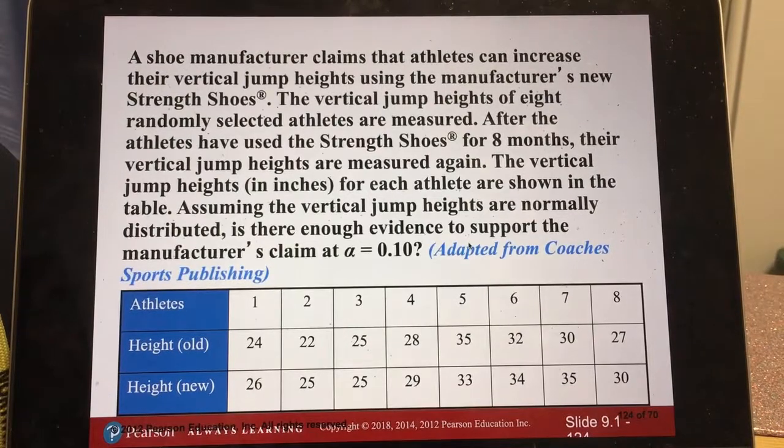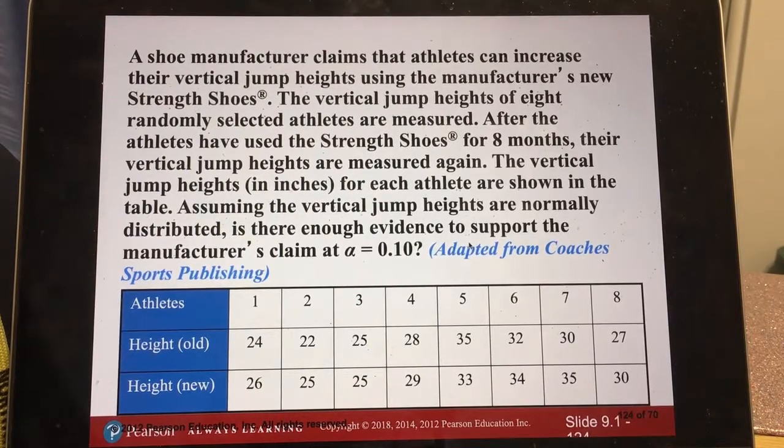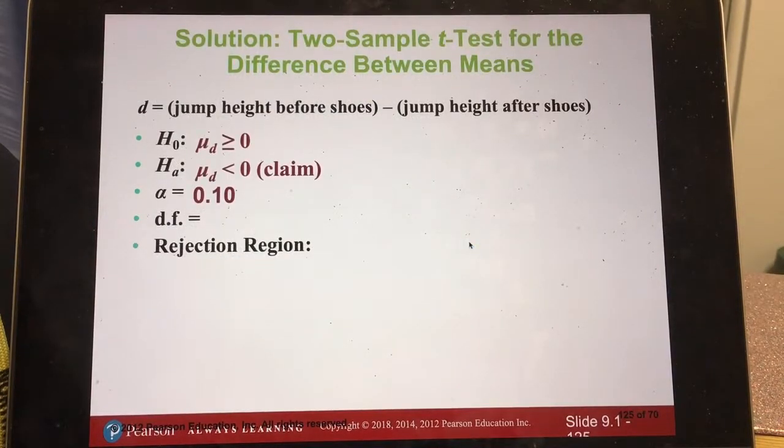First, let's read the word problem. It says a shoe manufacturer claims that athletes can increase their vertical jump heights using the manufacturer's new strength shoes. The vertical jump heights of 8 randomly selected athletes are measured. After the athletes have used the strength shoes for 8 months, their vertical jump heights are measured again. The vertical jump heights in inches for each athlete are shown in the table. Assuming the vertical jump heights are normally distributed, is there enough evidence to support the manufacturer's claim at alpha equal to 0.10?